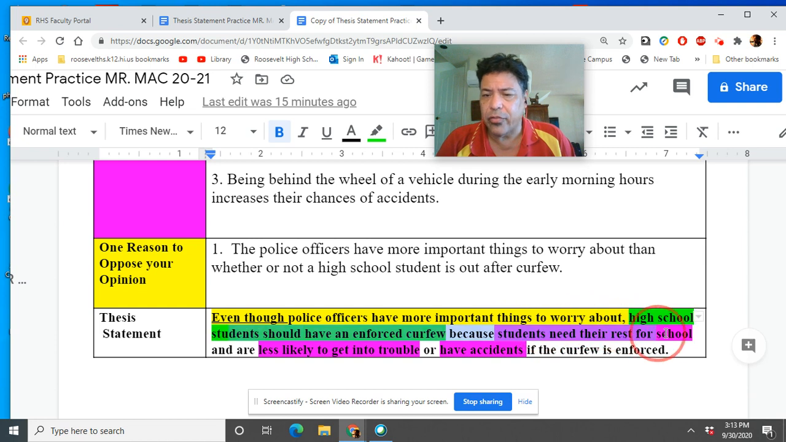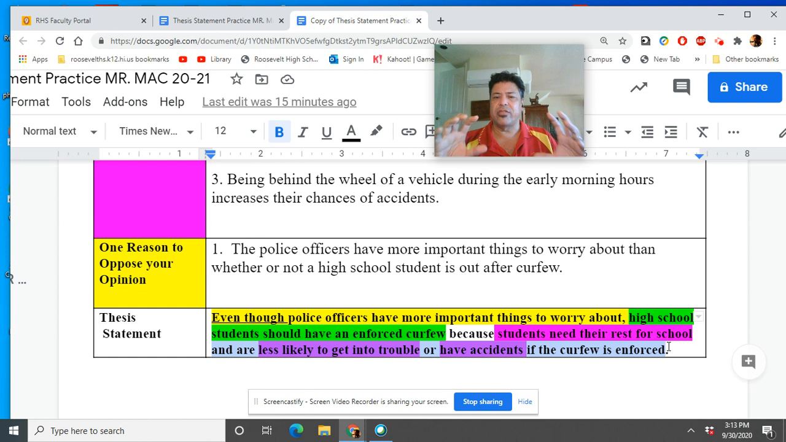Students need their rest for school and are less likely to get into trouble or have accidents if the curfew is enforced. So in this case, I kind of condensed some of those facts down. Sometimes you're going to need commas. You might need a semicolon here and there, but see how it's one big chunky sentence, and it's what we call in the business a complex sentence.